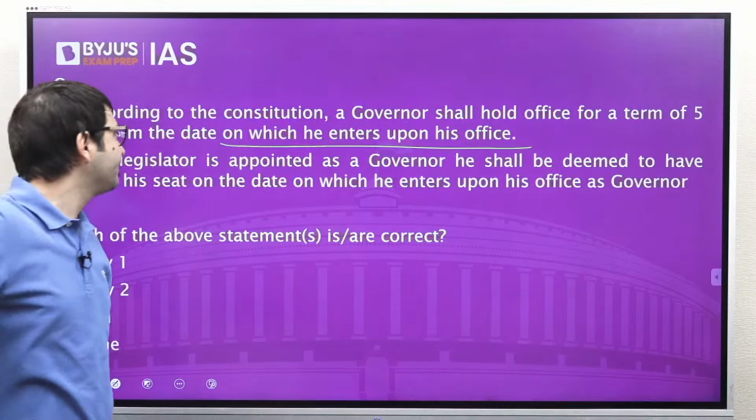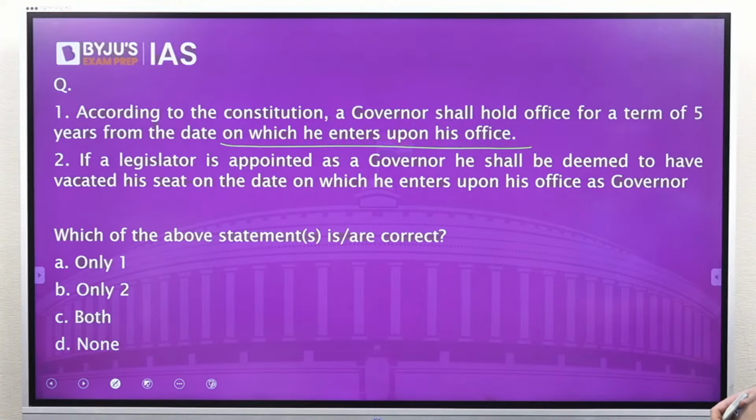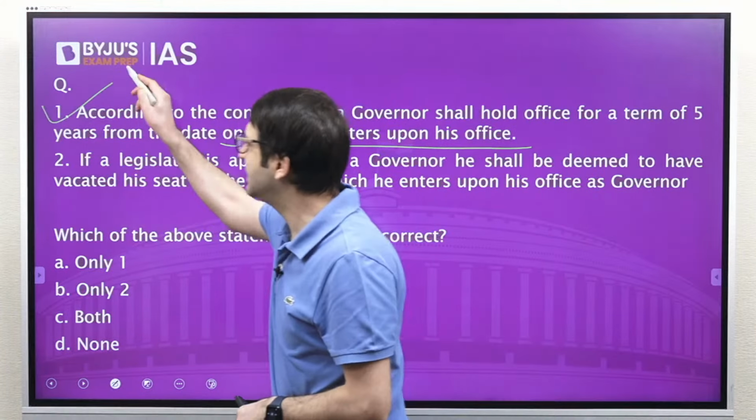So what is the question? According to the Constitution, a governor shall hold office for a term of 5 years from the date on which he enters upon his office. This is correct.